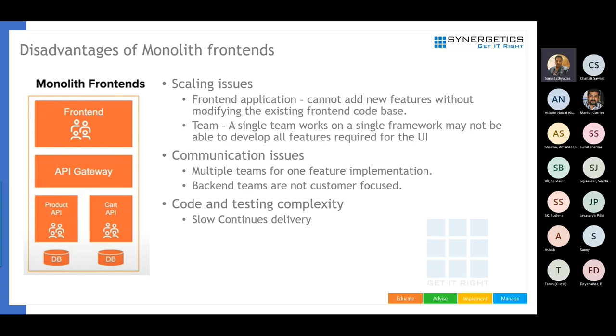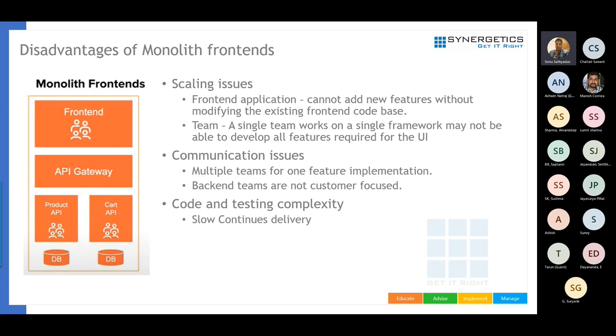Another problem that we can identify is communication issues. If you see, backend APIs are developed by different teams, because if we are following the microservices approach, as you can see, the product API is developed by one team, cart API is developed by another team, order API is developed by another team, payment gateway is developed by another team, and all these APIs are consumed by the UI application.